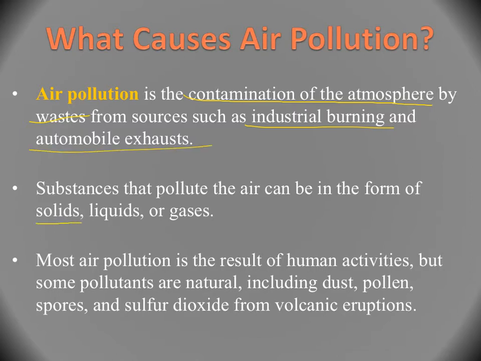And it can be from wastes from both sources like industrial burning and automobile exhaust. Air pollution can be solid, liquid, or gaseous. And while most air pollution is a result of human activities, some air pollution is natural, such as dust, pollen from trees and other plants, spores from fungi, and then stuff like sulfur dioxide, which comes out of volcanic eruptions and gets in the air and then could end up eventually contributing to acid rain. So while a lot of air pollution has to do with human activities, there are some natural processes that also pollute the air and have been doing so for millions of years.